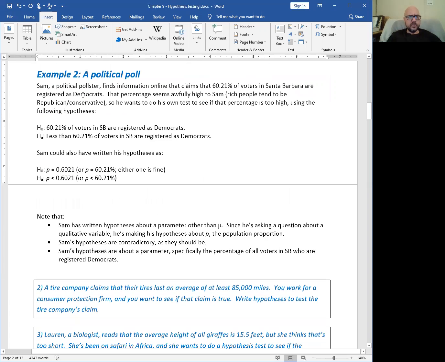So another one. We don't have to do this with just means. We can do qualitative data as well, like this person. Sam, a political pollster, finds information online that claims that 60.21% of voters in Santa Barbara are registered as Democrats, which seems high to him because Santa Barbara is very rich and rich people tend to be conservative. And so he wants to do his own test, see if that percentage is too high, using the following hypotheses.